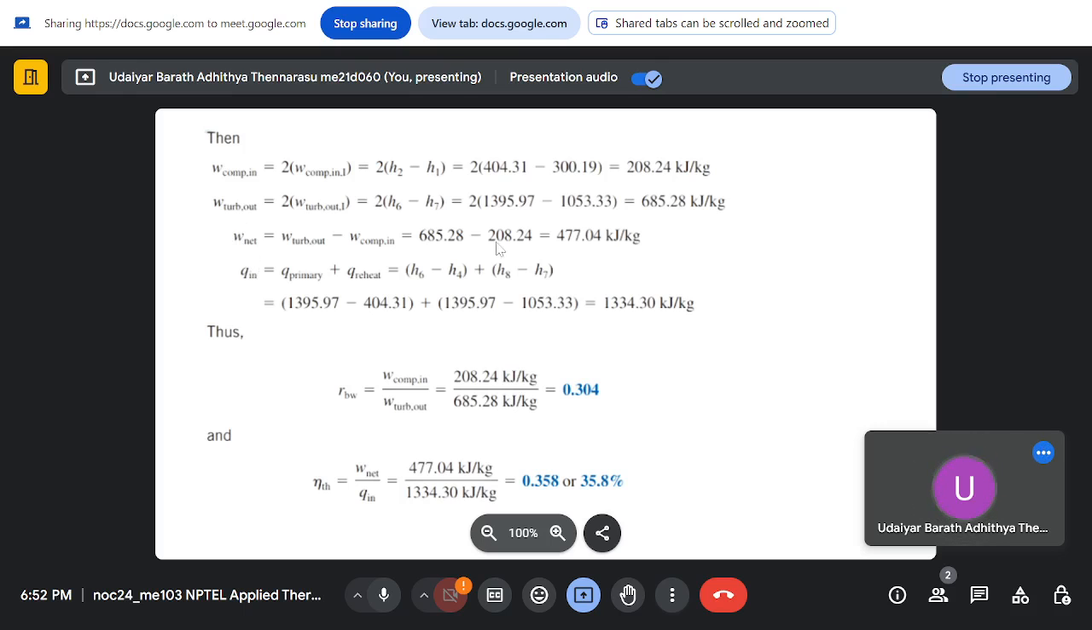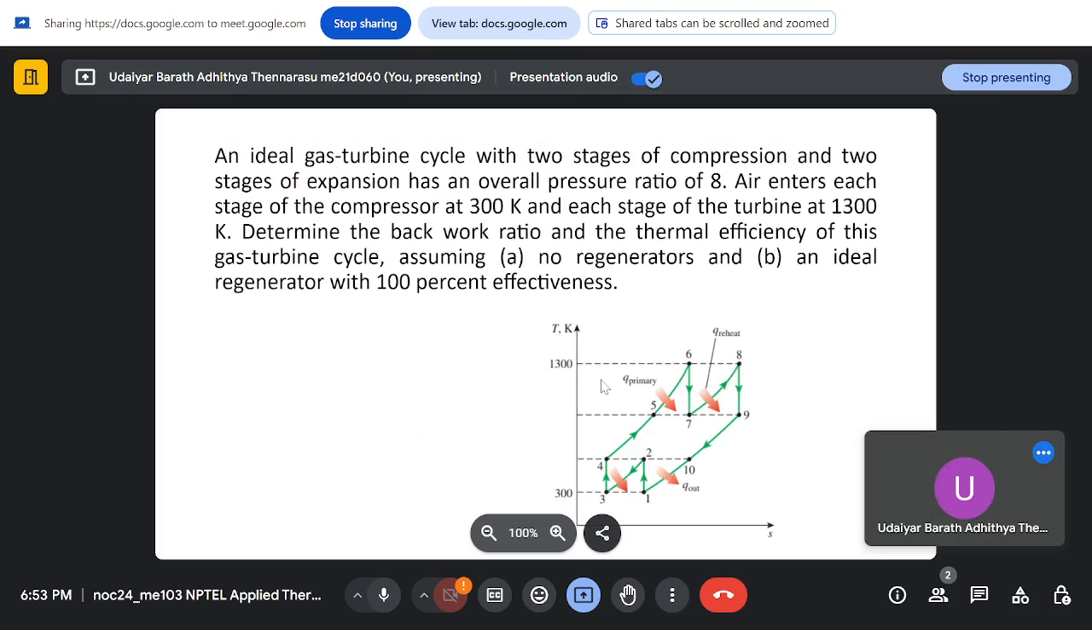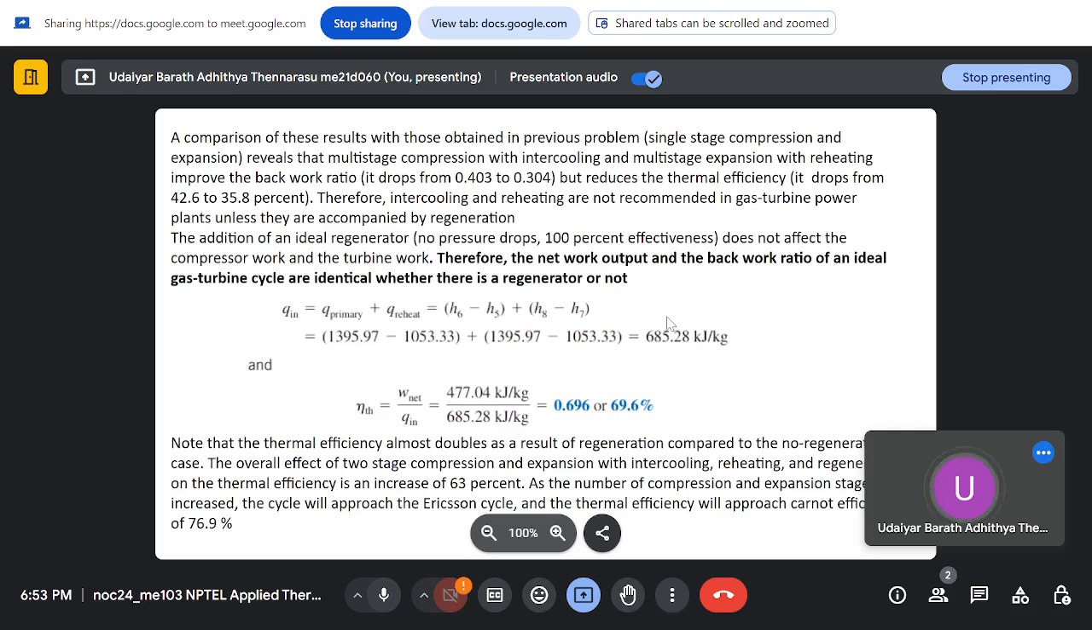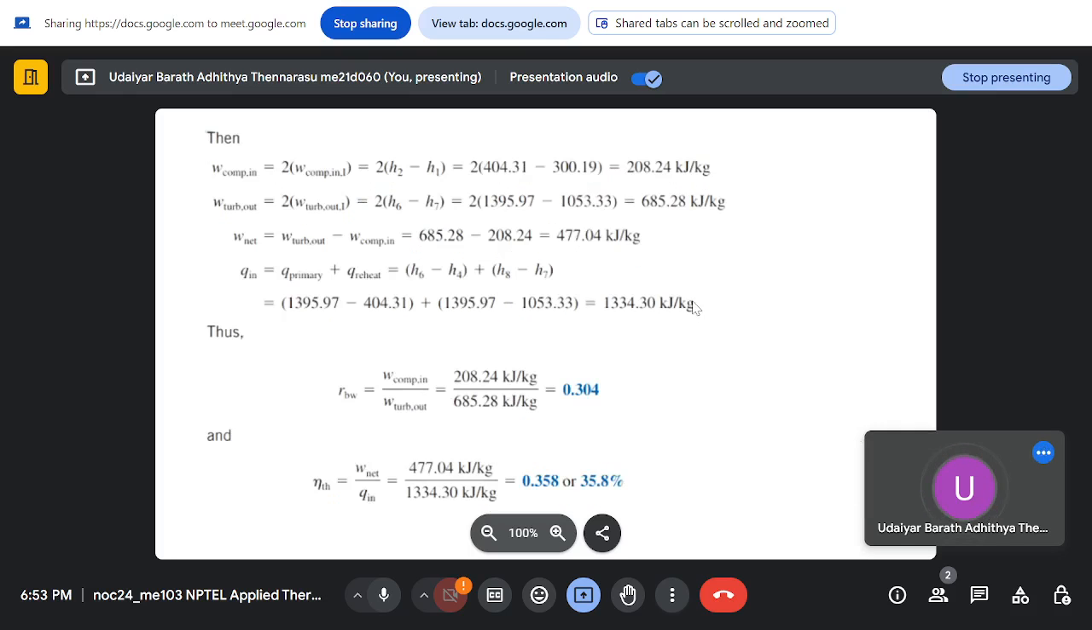So the net work has increased and come to 477.04 kilojoule per kg, and Q in is your primary heat added and then the reheat. From the cycle it will be H6 minus H4 plus H8 minus H7. So that is the total heat which is added, and that comes out to be 1334.30 kilojoule per kg.